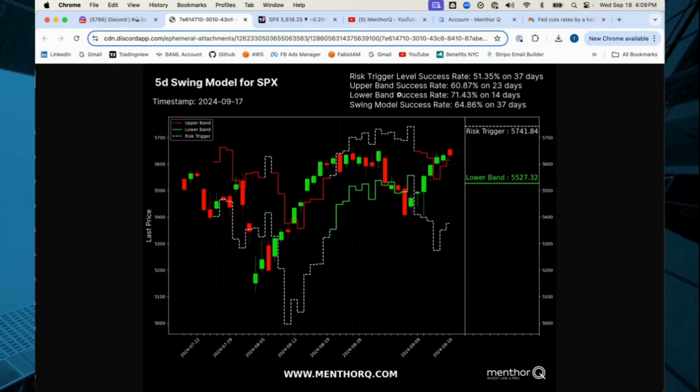So the lower band had a success rate of 71% over the past 14 days. On 14 days, the swing model had a success of 64% in the past 37 days. The success means that the price would have closed above the lower band 5 days in the future, or below the upper band 5 days in the future, right?